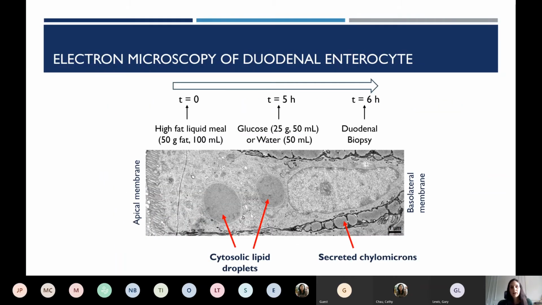In the duodenal biopsy part of the study, we could take duodenal biopsies 1 hour after drinking glucose and 6 hours after drinking fat, and look at the enterocytes using electron microscopy and actually visualize these cytosolic lipid droplets and secreted chylomicrons. And we can quantify how big these CLDs are and how many of them there are, and try to understand how glucose is affecting these.